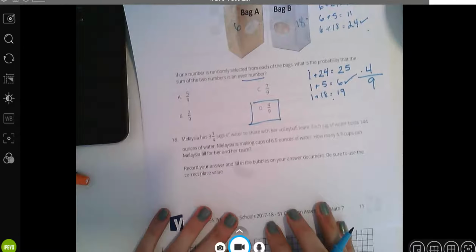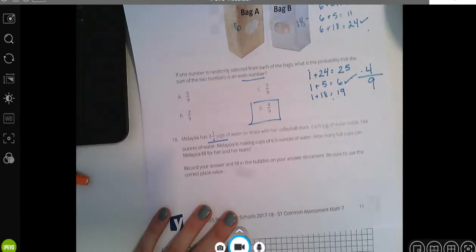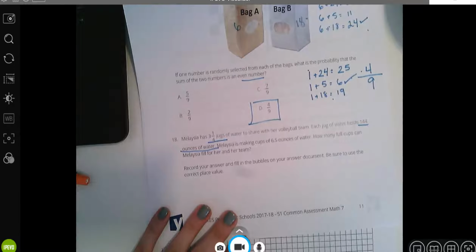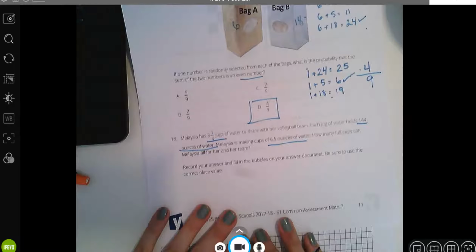All right, moving on. Melissa has 3 1/4 jugs of water to share with her volleyball team. Each jug of water holds 144 ounces of water. Melissa is making cups of 6.5 ounces of water. How many full cups can she make for her and her team?